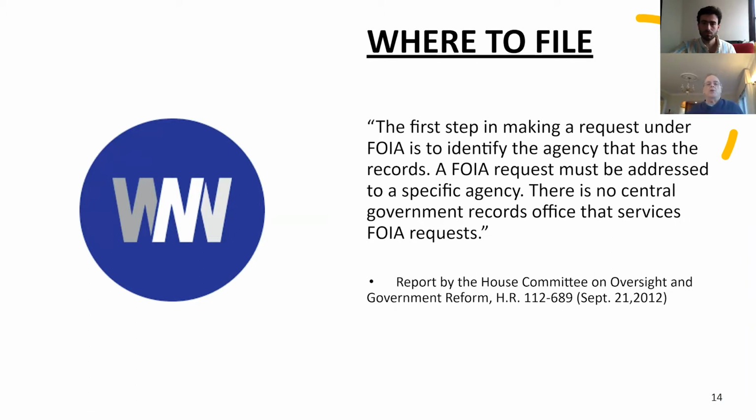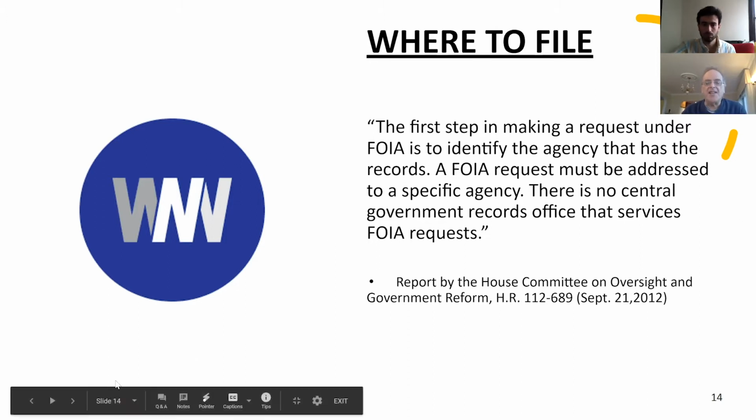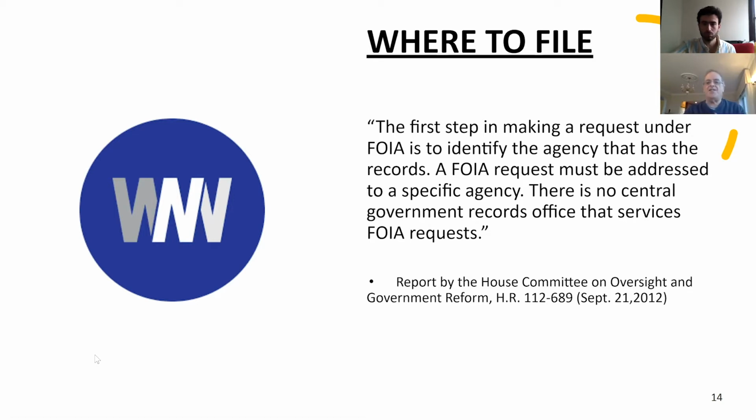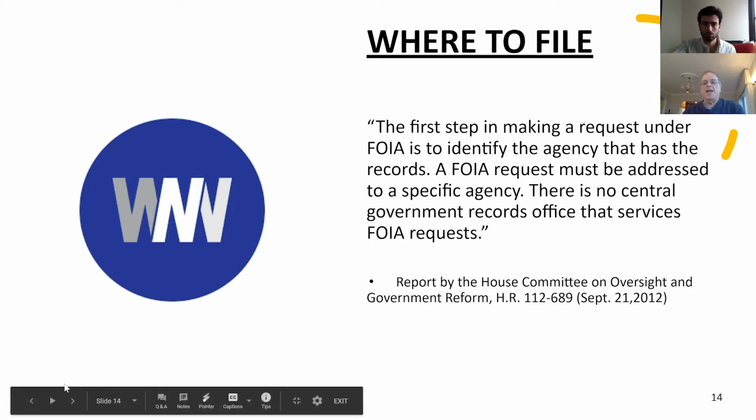So we'll just walk right through it quick. It's just obvious. Where do you file it? You file it with the agency you think has the document. Now, guess what? You can file the same FOIA to 10 different agencies, but you just have to identify the agency and the document. And as it says here, there is no place.